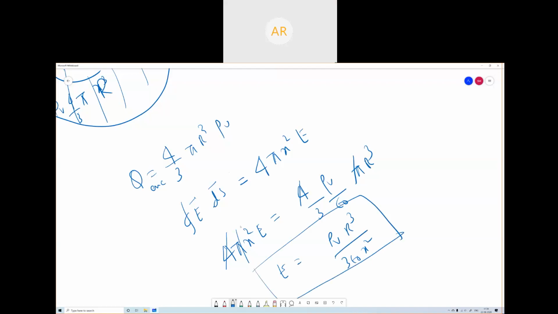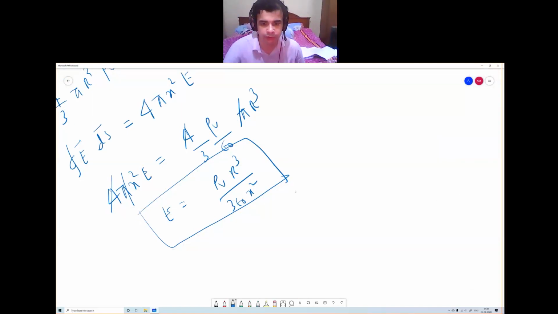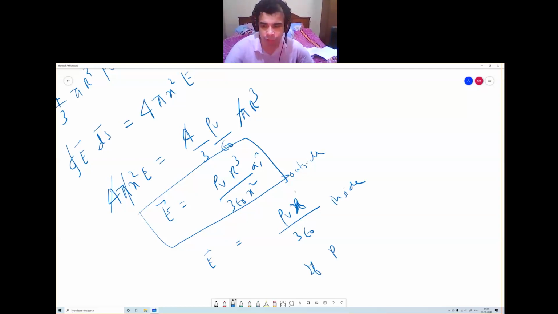Now you verify that this was outside, and inside, of course, it will be along here. Inside it will be rho v r by 3 epsilon naught. That's what we got, right? So rho v x by 3 epsilon naught inside. Now verify that if r equals x at the surface, these two are the same. If r equals x, then these two values are the same.